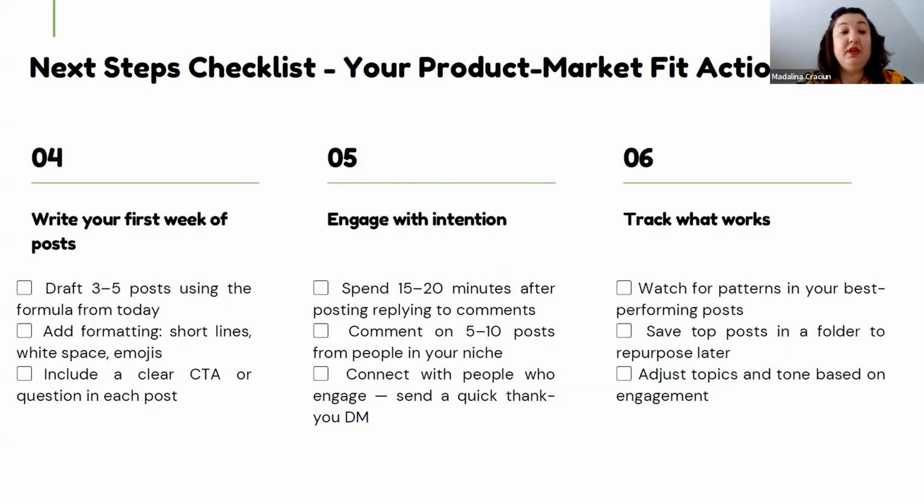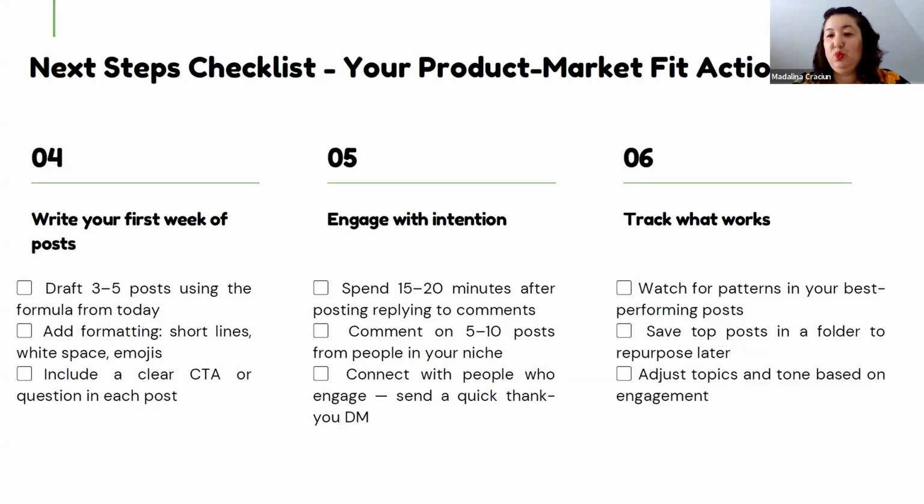Write your first week of posts. So draft 3 to 5 posts using the formula from today. Add formatting, short lines, white space, emoji, and include a clear call to action or question in each post. Engage with intention. So spend 15 to 20 minutes after posting replying to comments. Comment on 5 to 10 posts from people in your niche. Connect with people who engage. Send a quick thank you DM.